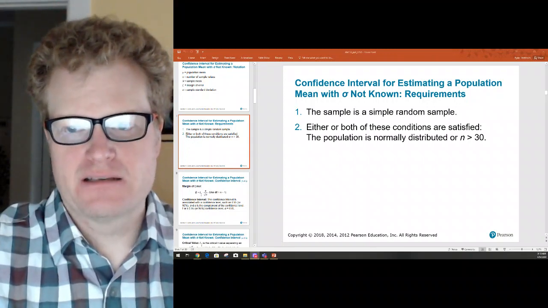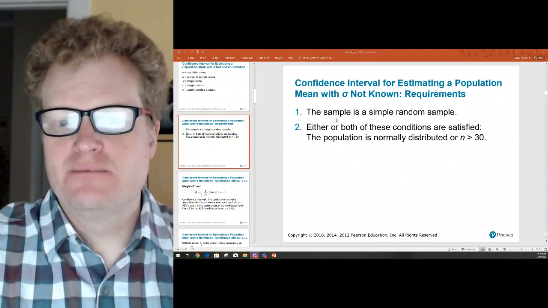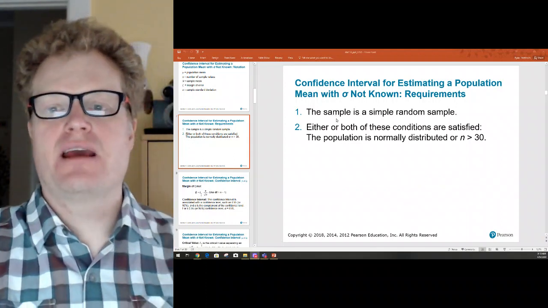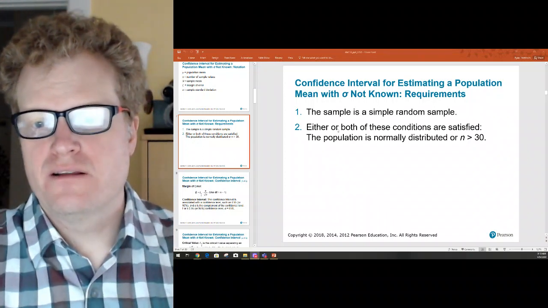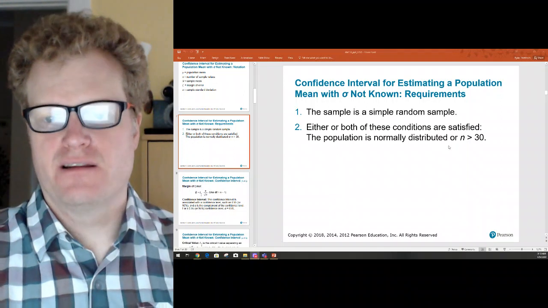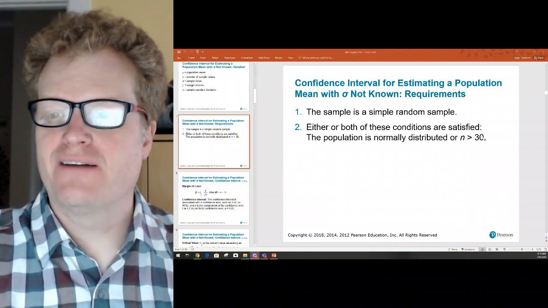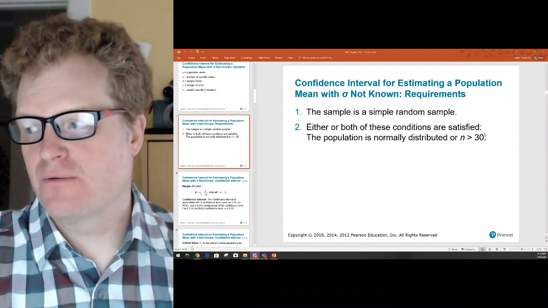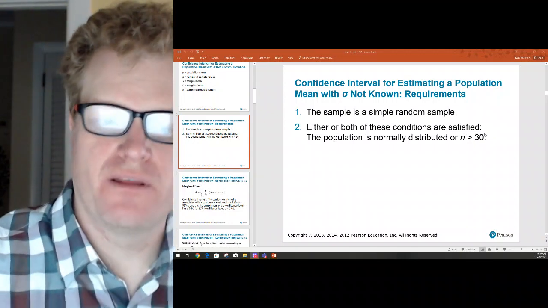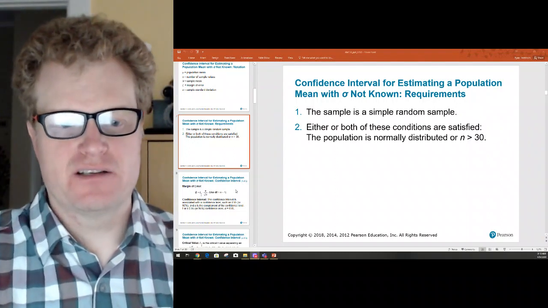sample size. Now, some requirements before we actually get into this: the sample has to be a simple random sample. Now, either both of these conditions are satisfied. The population has to be normally distributed, or you have to have an n that's greater than 30. This is the same thing that we did when we looked at the central limit theorem. You have to have one of these conditions satisfied.